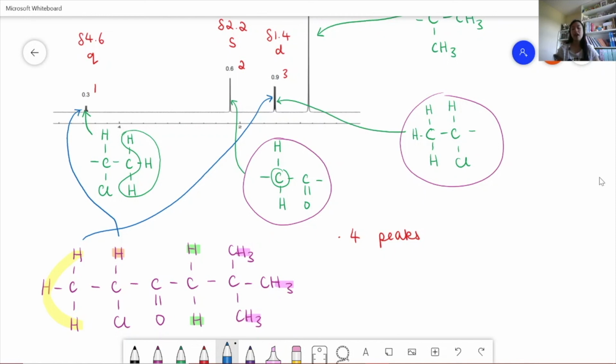And then we have the green hydrogens, which would form a singlet peak because they're not attached to any carbons with hydrogens on them. And they're also next to a C double bond O. And so we should have a ppm value between 2.1 and 2.6. And so it'll be the one here. These 9 hydrogens will form a singlet peak because, again, they're not attached to any carbons with hydrogens on them. And so this peak here corresponds to these 9 hydrogens.